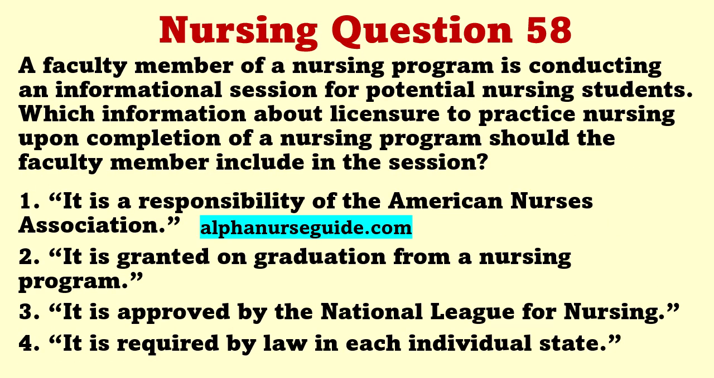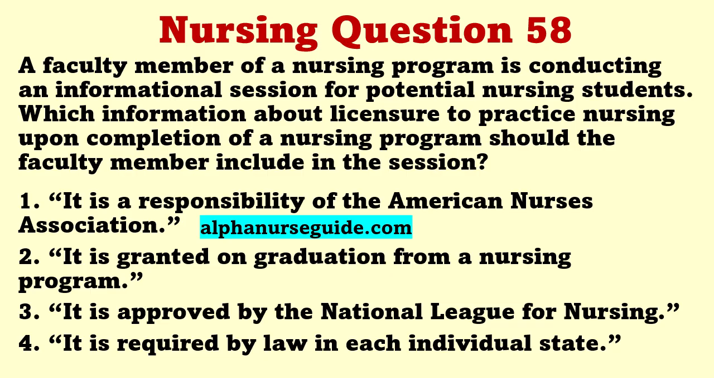A faculty member of a nursing program is conducting an informational session for potential nursing students. Which information about licensure to practice nursing upon completion of a nursing program should the faculty member include in the session? 1. It is a responsibility of the American Nurses Association. 2. It is granted on graduation from a nursing program. 3. It is approved by the National League for Nursing. 4. It is required by law in each individual state. The correct answer is 4. It is required by law in each individual state.